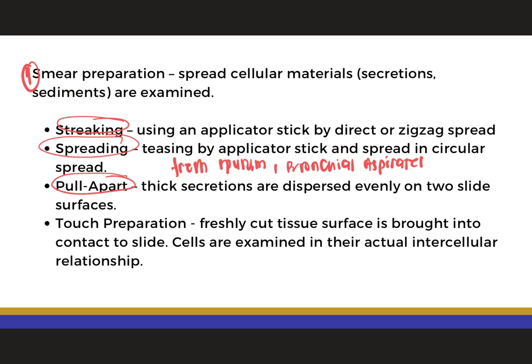So lastly is your touch preparation or your impression smear. This is a special method of smear preparation whereby the surface of a freshly cut piece of tissue is brought into contact and pressed onto the surface of a clean glass slide, allowing the cells to be transferred directly to the slide for examination using phase contrast microscopy or staining for light microscopic study. It has an added advantage in that the cells may be examined without destroying their intercellular relationship.